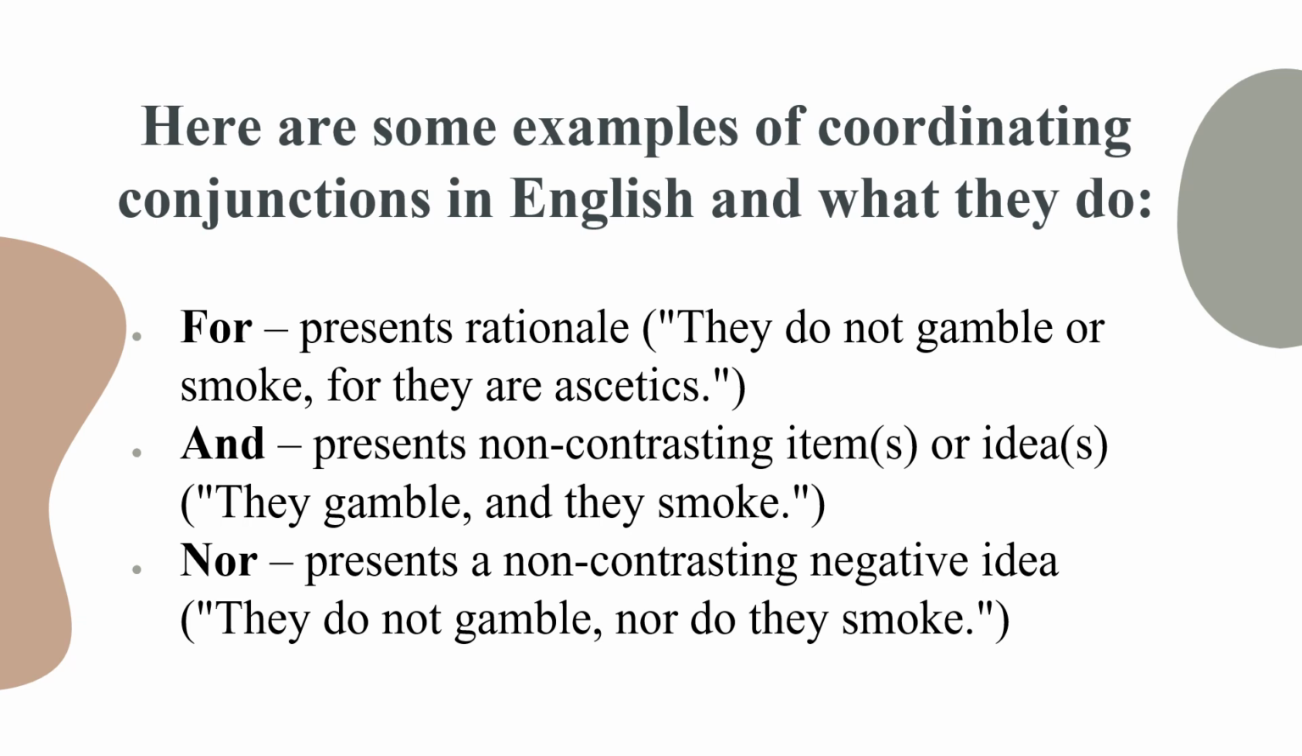Number 3, nor. Nor presents a non-contrasting negative idea. "They do not gamble, nor do they smoke." So here it has been stated that the ascetics are not into gambling, nor are they into smoking. So these two independent ideas are further joined by the coordinating conjunction nor.